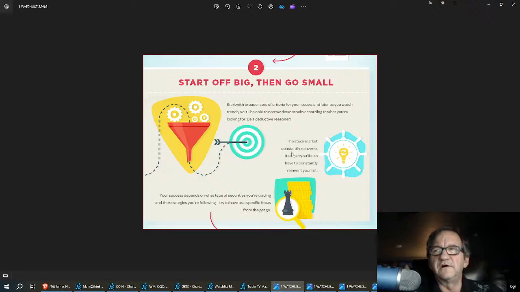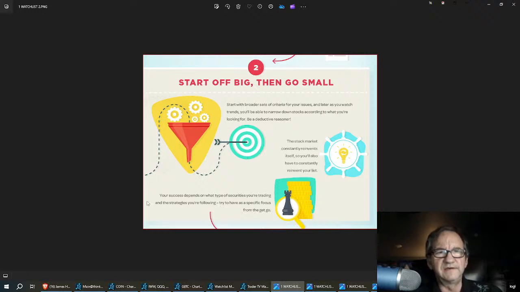The stock market constantly reinvents itself. It's constantly changing. Maybe your list was doing good for a couple of months, and then that sector just went dead. So maybe you want to start with a new watch list, create a new one that's running for that quarter, like banks. Your success depends on what type of securities you are trading and the strategies that you're following.